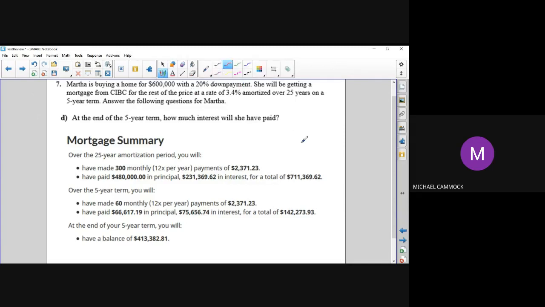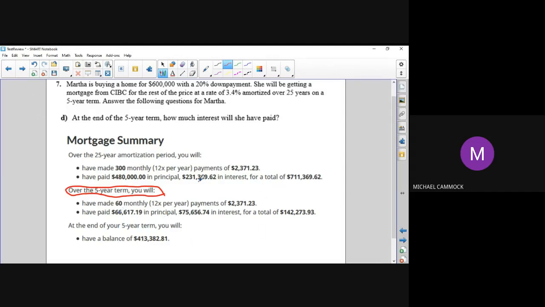It's somewhere inside of this. Somewhere inside of here is the information. I'm going to give you one clue, since I don't hear anybody yet. Don't look at the 25-year amortization period, because I'm only asking about the 5-year term. So I want you to look at the section that deals with the 5-year term. Somewhere inside here is how much interest she has paid.